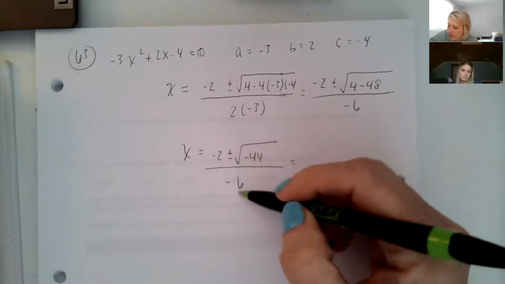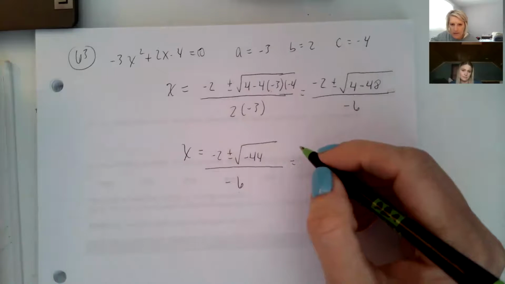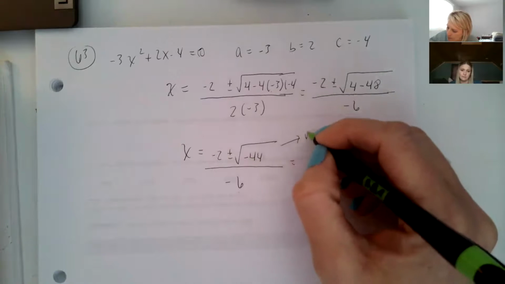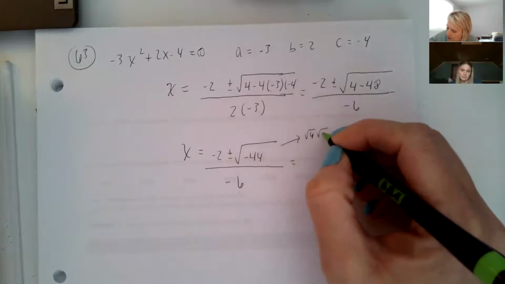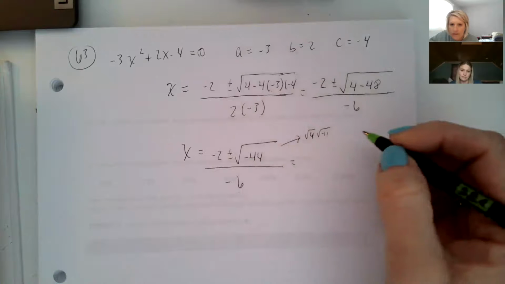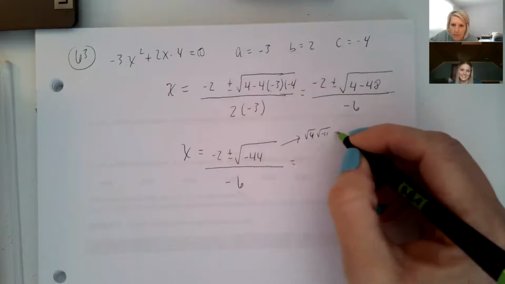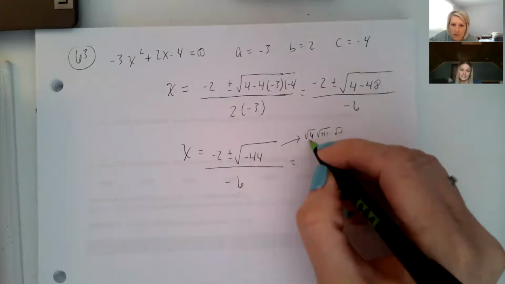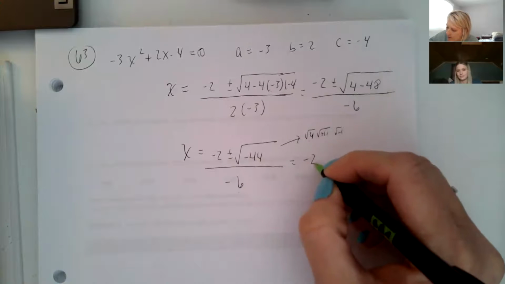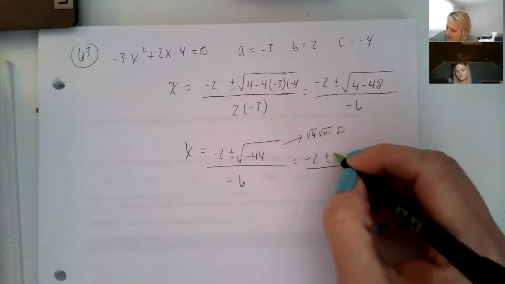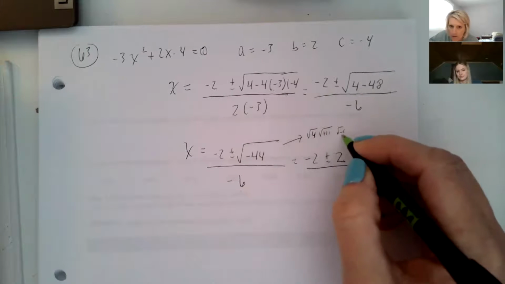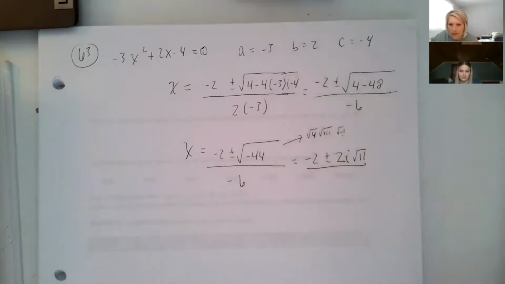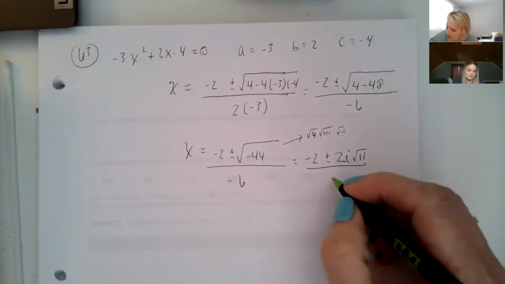And then the negative 2 over the negative 6, well, we better wait on that because let's simplify what we can out of the square root. So the square root can be the square root of 4 times the square root of negative 11. Really, we'll call it a positive 11 times the square root of negative 1. So the square root of 4 is 2. The square root of negative 1 is the i, and then we have to leave that square root of 11 as the irrational piece.